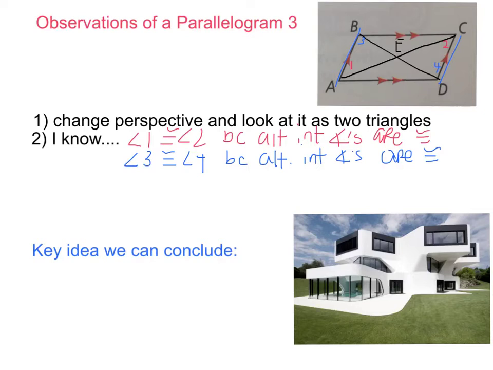Okay, so let's label our diagram. Angle 1 is the same as angle 2. Angle 3 is the same as angle 4.